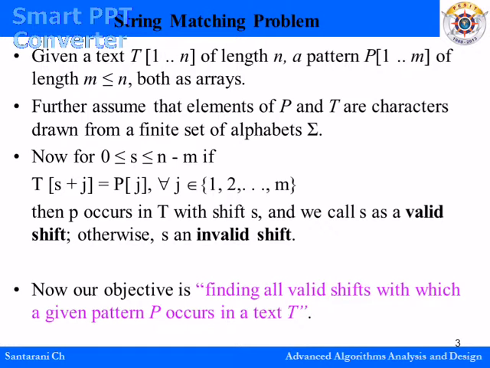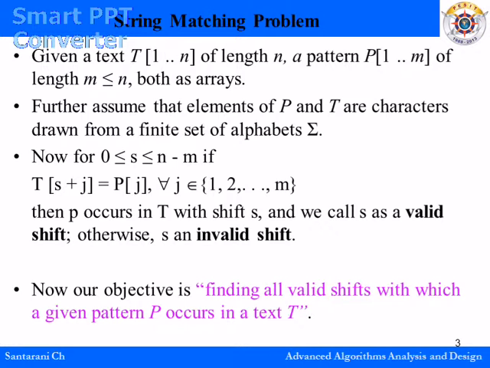Now for some s which is greater than or equal to 0 and less than or equal to n minus m, that is the difference between the length of the text and the pattern, if the character in the text T[s+j] equals the character in the pattern P[j] for all j belonging to 1 to m, then P occurs in T with shift s. That is, pattern P occurs in the text T with some value of shift s.